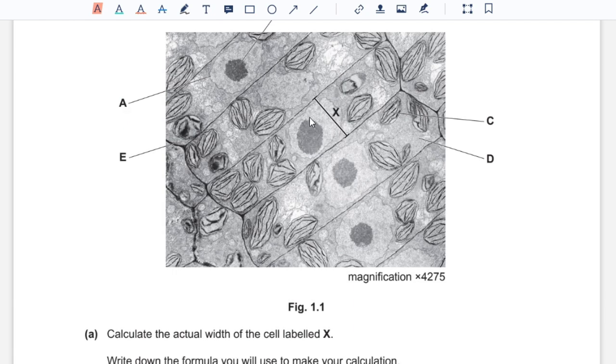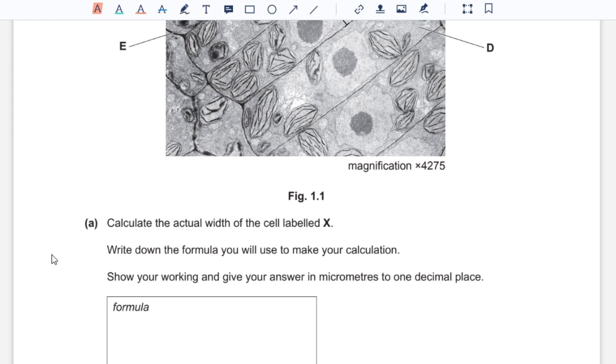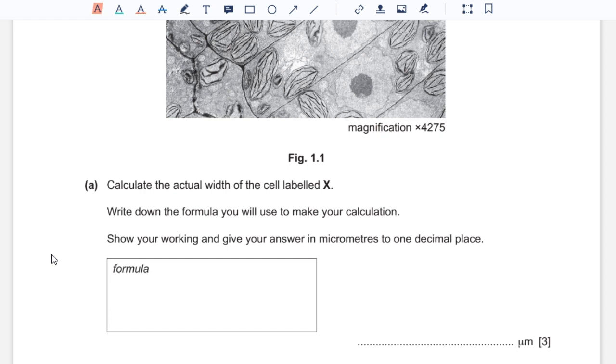So you'd measure this width using your ruler. Write down the formula you will use to make your calculation and show your working, and give your answer in micrometers to 1 decimal place.